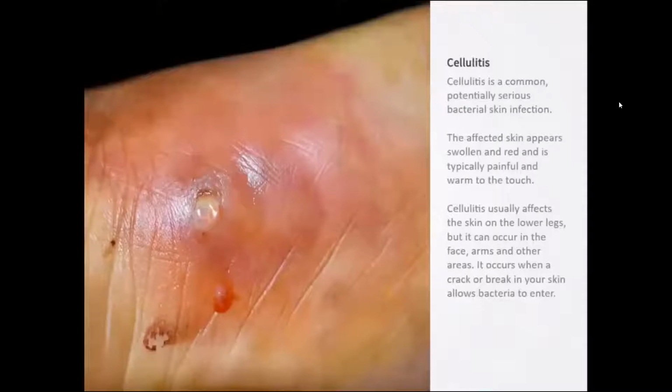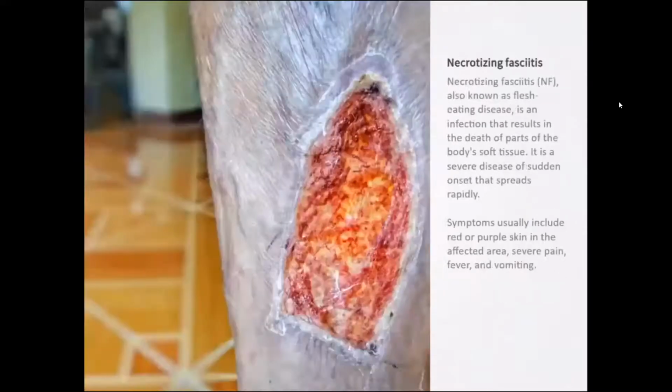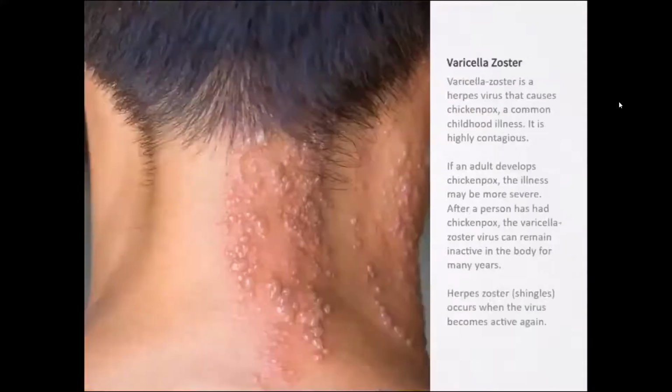Cellulitis is an acute infection of the dermis and subcutaneous tissues. Cellulitis can be severe, and it often warrants hospitalization and the use of systemic antibiotics prescribed by a physician. Necrotizing fasciitis is a rare, life-threatening bacterial infection characterized by rapidly spreading inflammation and necrosis of the skin, subcutaneous tissue, and superficial fascia. The varicella zoster virus is a human herpes virus that is responsible for both chickenpox and shingles.